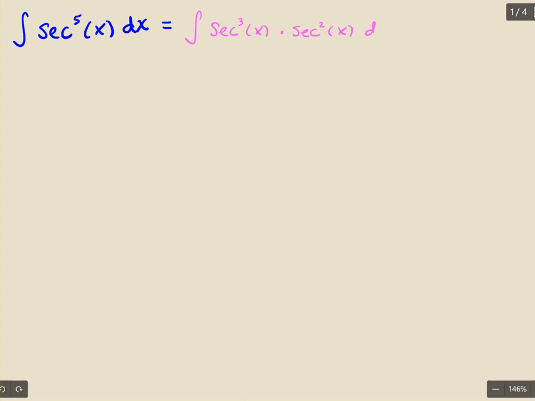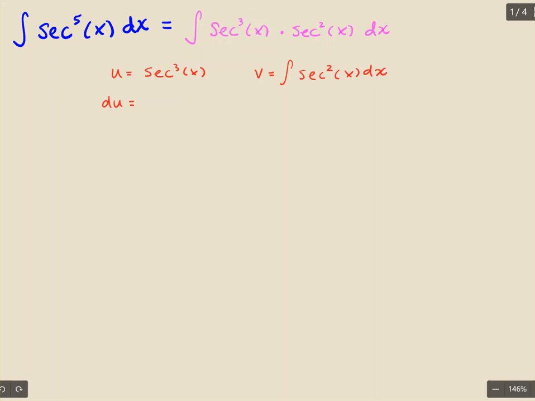And particularly, the reason we chose to split it up this way is the secant squared of x term is very nice because we know if we chose that to be our v, the term that we're integrating, we know the integral of secant squared is tangent. So we'll let u be secant cubed of x, and then we know what v will be. It will be everything that's left over, so that means v would be the integral of secant squared of x dx.